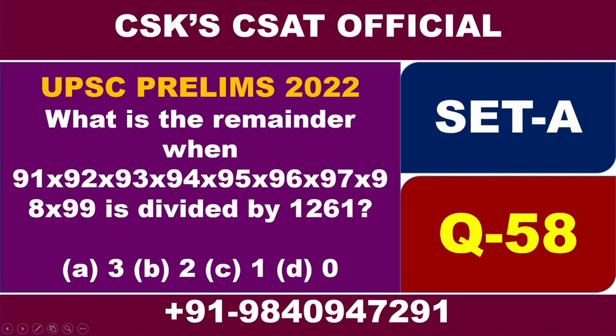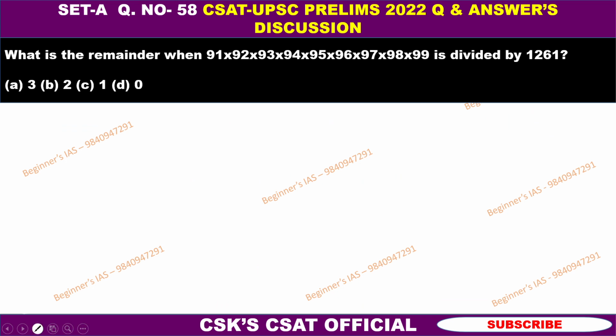Let us discuss question number 58 of UPSC Prelims 2022. What is the remainder when 91 into 92 into 93 into 94 into 95 into 96 into 97 into 98 into 99 is divided by 1261? Yes, this concept is very important.